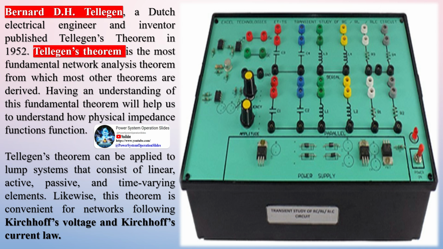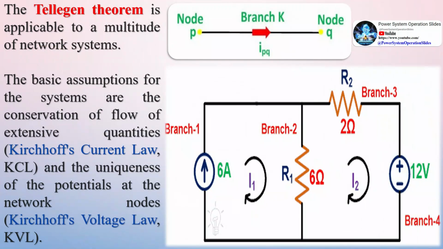Tellegen's theorem can be applied to lumped systems that consist of linear, active, passive, and time-varying elements. Likewise, this theorem is convenient for networks following Kirchhoff's voltage and Kirchhoff's current law. The Tellegen theorem is applicable to a multitude of network systems. The basic assumptions for the systems are the conservation of flow of extensive quantities, Kirchhoff's current law, KCL, and the uniqueness of the potentials at the network nodes, Kirchhoff's voltage law, KVL.